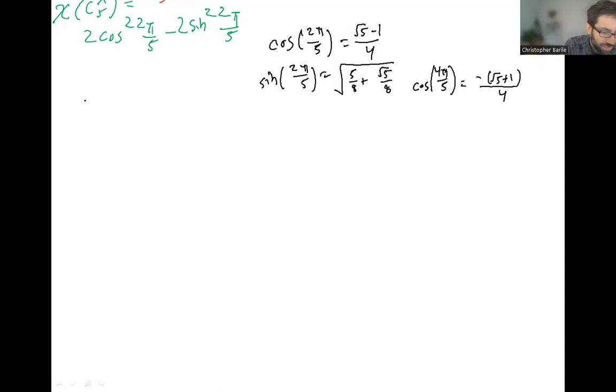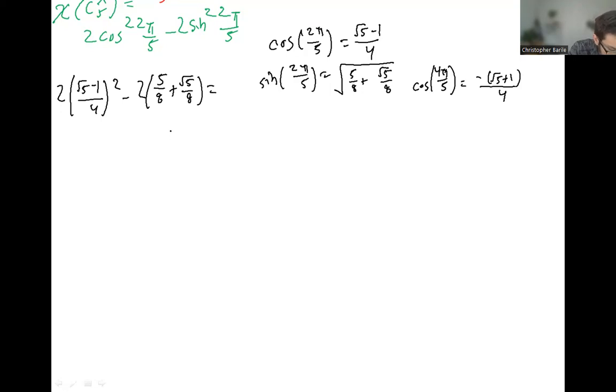So at this point, it's just going to turn into a big mess of algebra to simplify all these things, but let's just do it so we can get a nice answer in the end. So we sub in the cosine 2 pi over 5 here, and so we get root 5 minus 1 over 4 squared times 2, and then we also sub in this one. We're squaring this sine 2 pi over 5 term, so that big square root just goes away. So I'm just going to write that term without the square root.